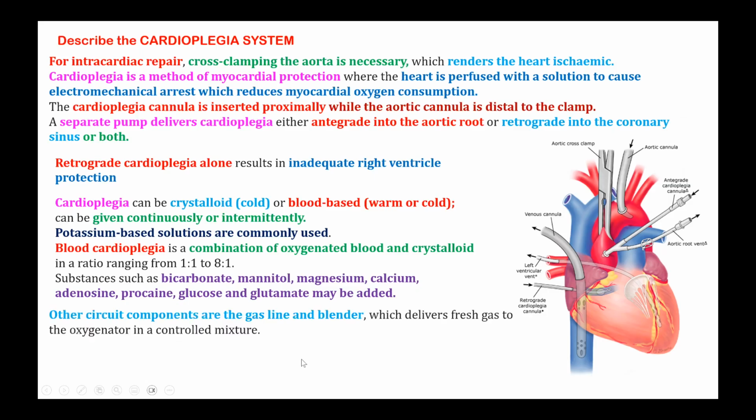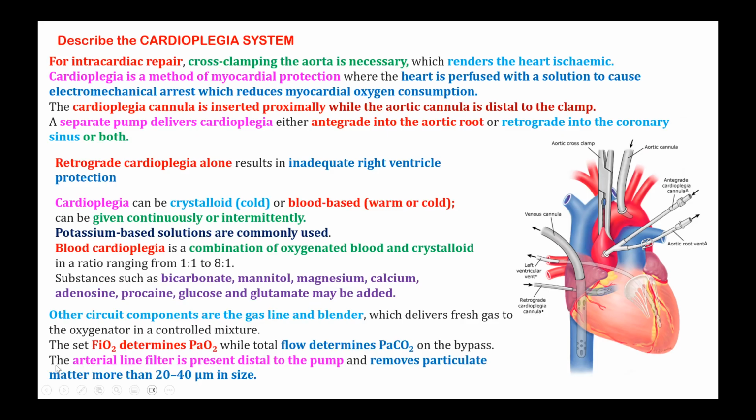The other circuit components are the gas line and blender, which delivers fresh gas to the oxygenator in a controlled manner. This is what I told you, through which you can give the volatile anesthetic agents to maintain the anesthetic state. And the FiO2 determines the PaO2, while the total flow determines the PaCO2 on the bypass.